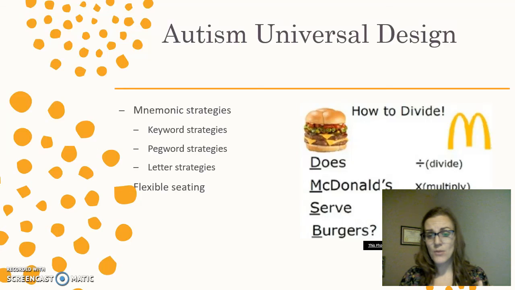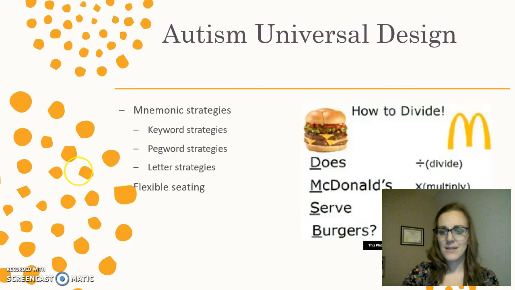The one that I remember most as a child is the colors of the rainbow, which was Roy G. Biv: red, orange, yellow, green, blue, indigo, violet. Over here we have the steps to divide, which I just showed my son, who is a 5th grader, and he thought it was great. Does McDonald's serve burgers? Divide, multiply, subtract, bring down.